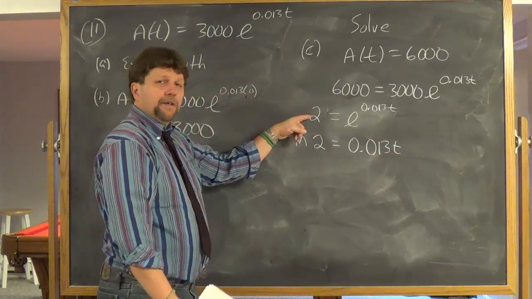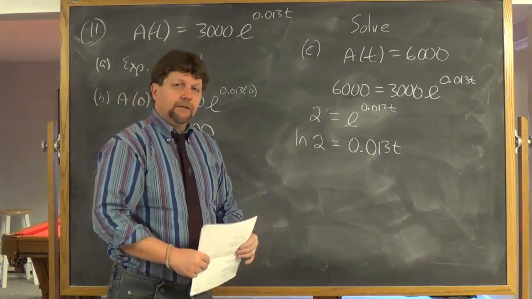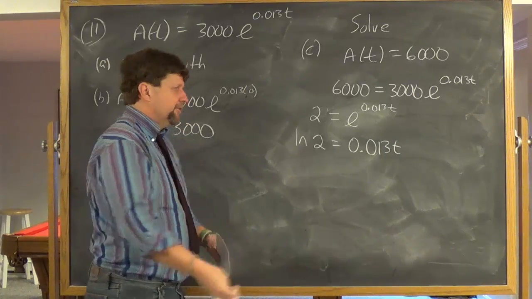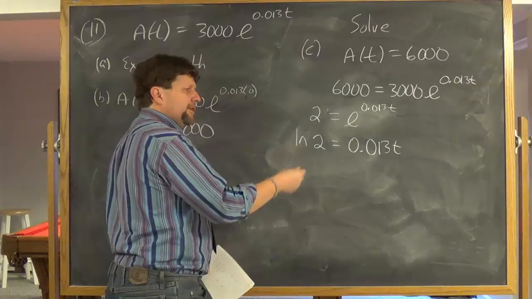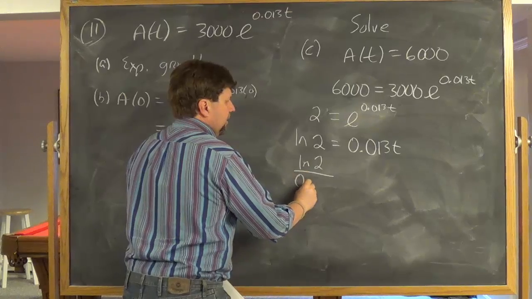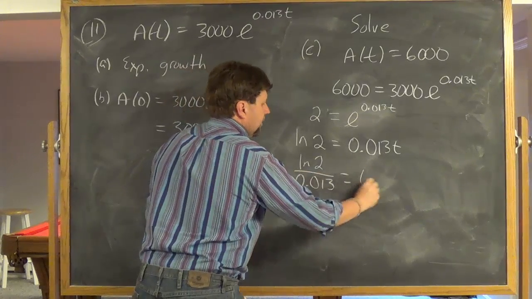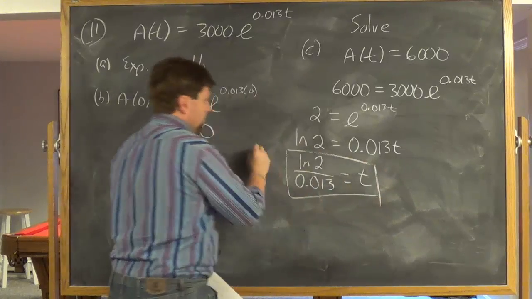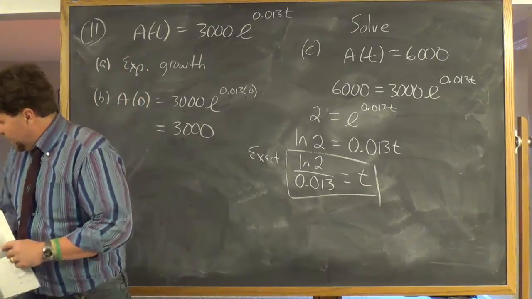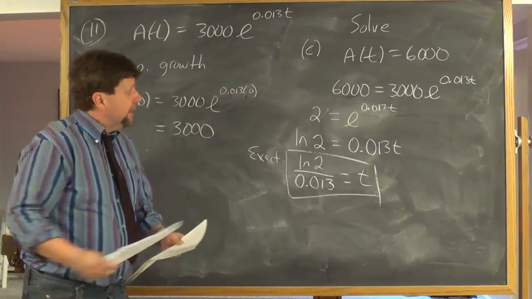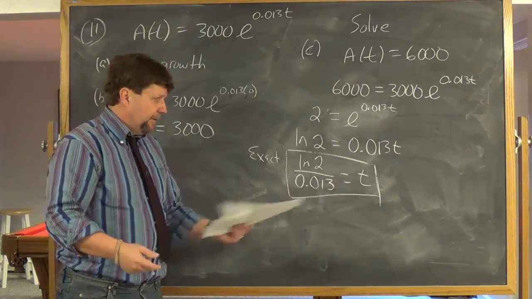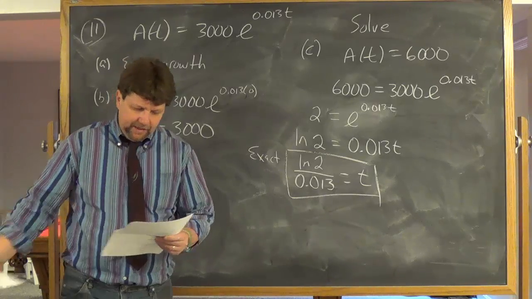So I went from exponential form to log form. That's just an important skill to have. My final step in getting the exact solution is to divide both sides of this equation by 0.013. So I have natural log of 2 divided by 0.013, that is t. Folks, this is the exact solution. And we were asked, or I asked you here, to find the exact answer algebraically. Well, we did it. That is the exact answer algebraically.